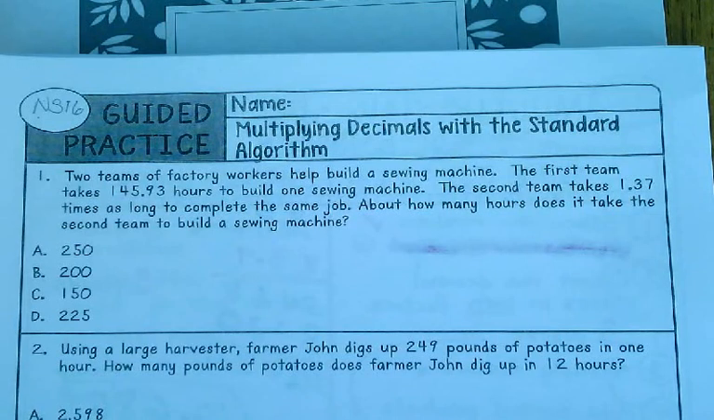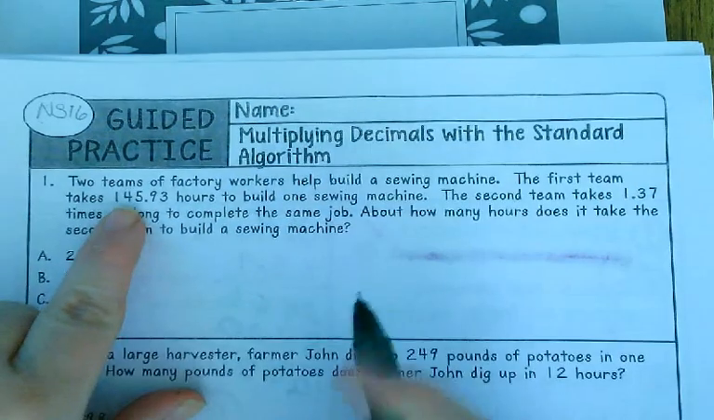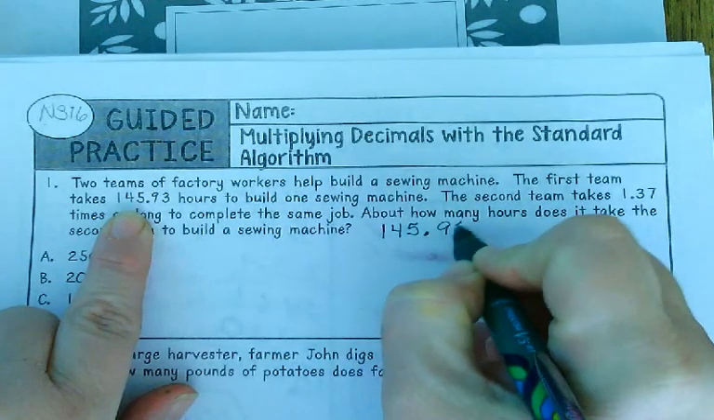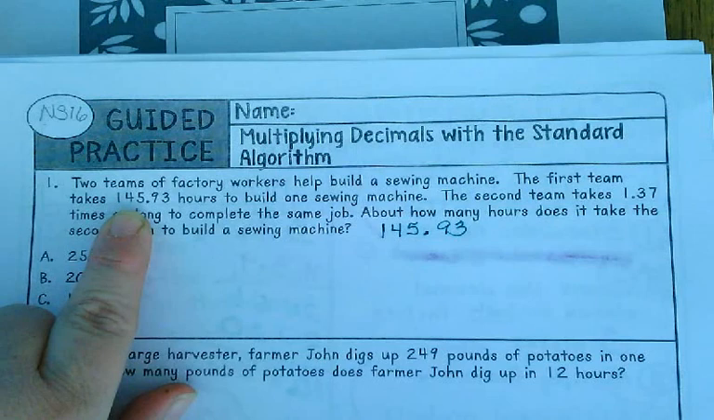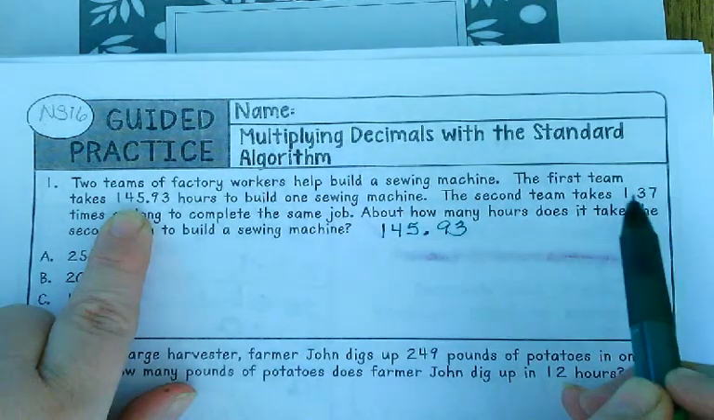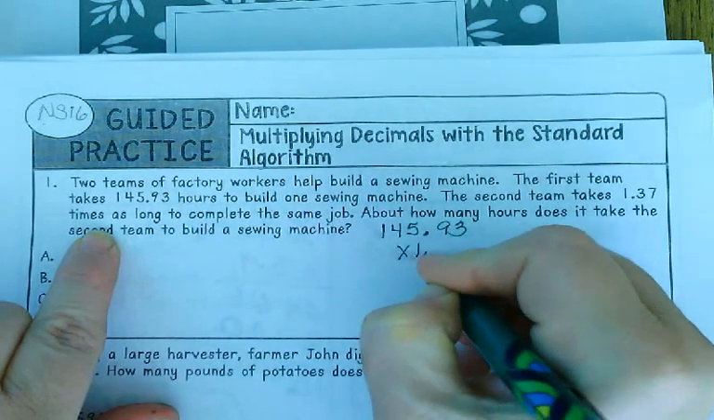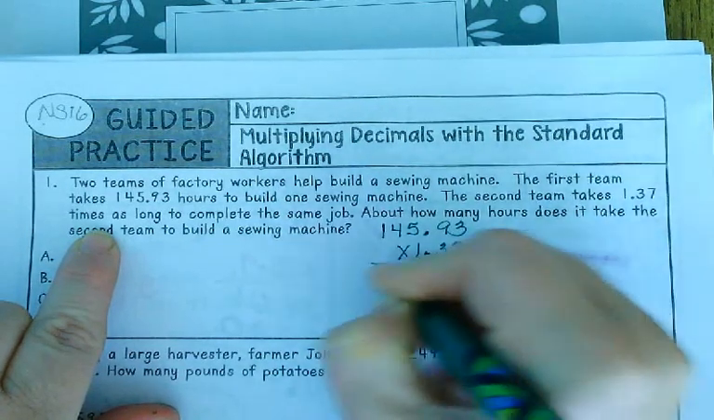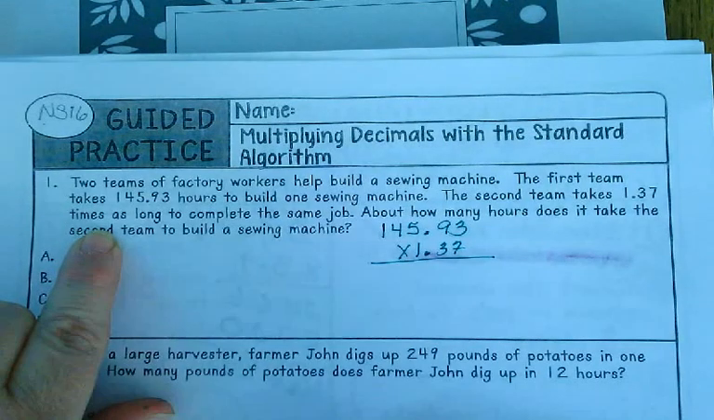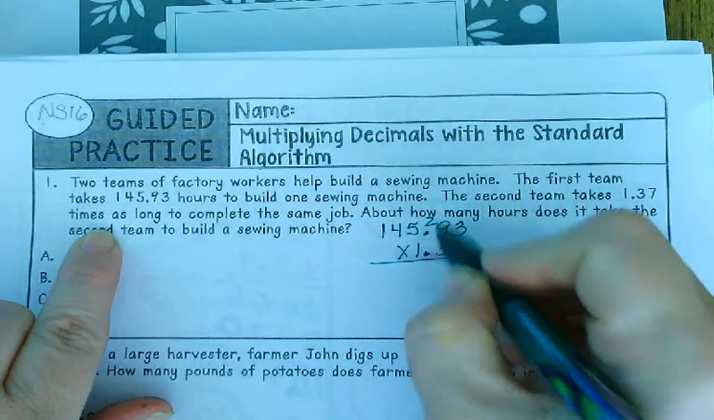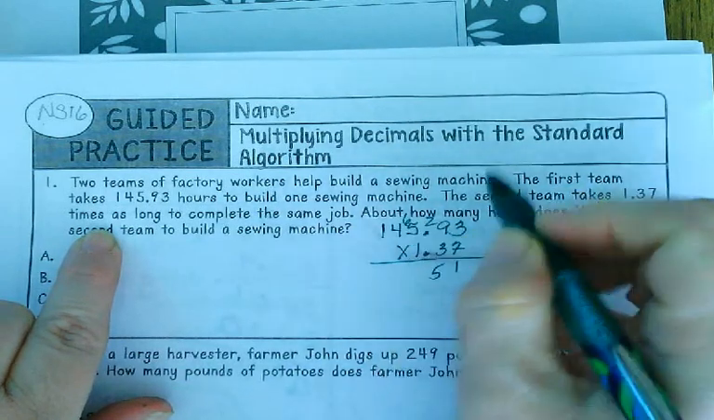And what we're going to multiply is what the first team took, 145.93 hours. And it says that the second team took 1.37 times as long. So times 1.37. And now we do the math. 7 times 3, 21. 63, 4, 5. 35, 41. 28, 32.